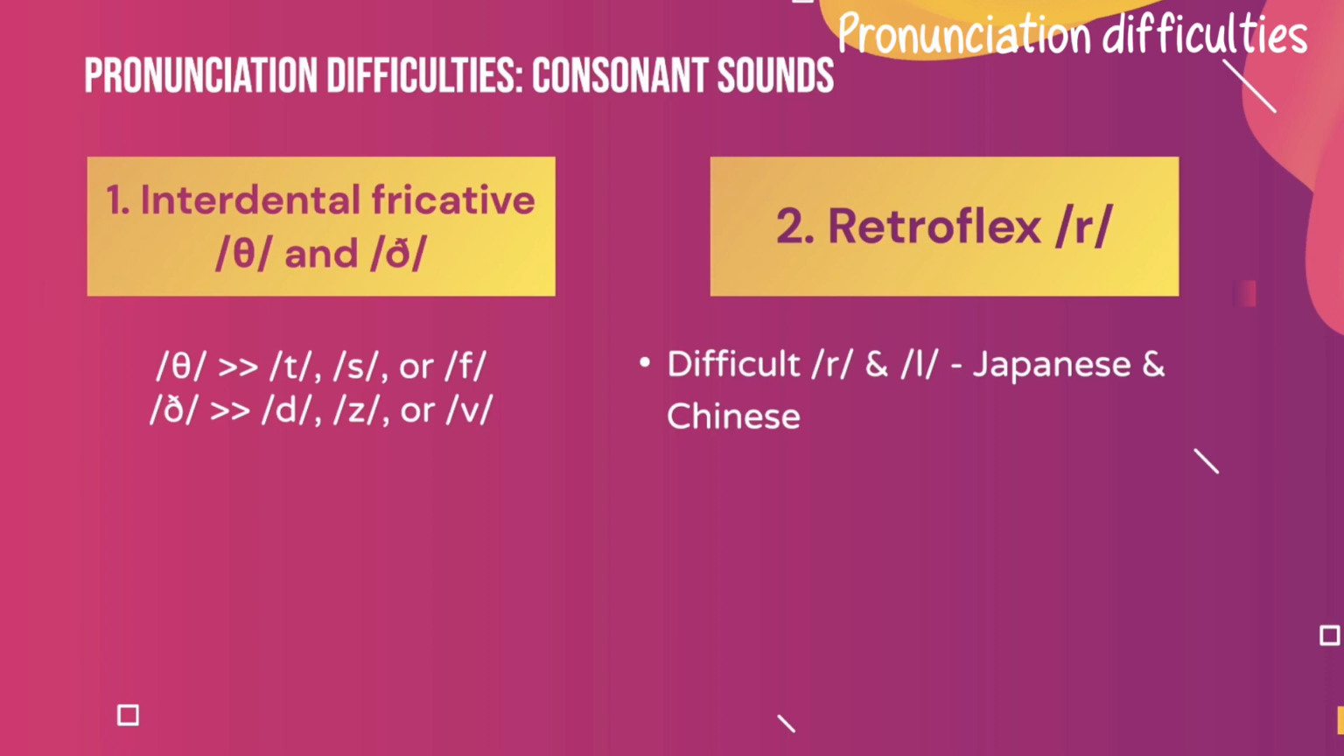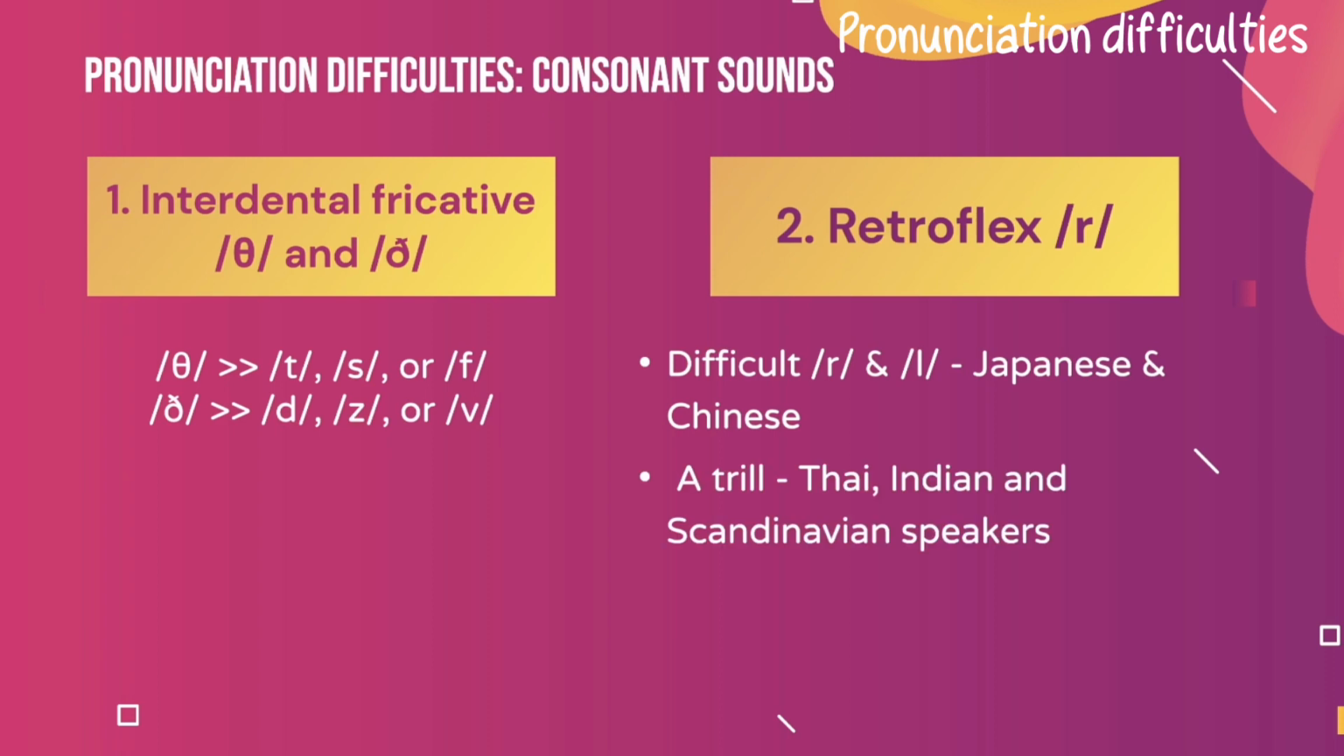And next, the retroflex. The difficulty will occur with the r and l for Japanese and Chinese speakers, and for Thai, somehow the difficulty occurs with a trill, because in Thai, Indian, and Scandinavian speakers, we have the r and l as a trill sound, right? Sometimes we might pronounce it like a trill. And the last one is the uvula sound. This difficulty can be found in French and German.